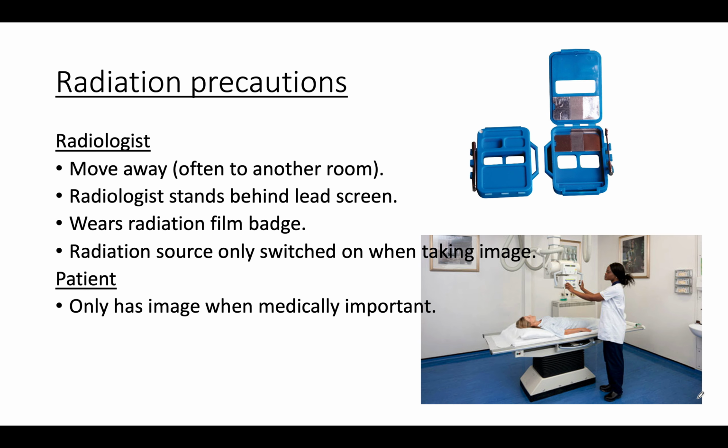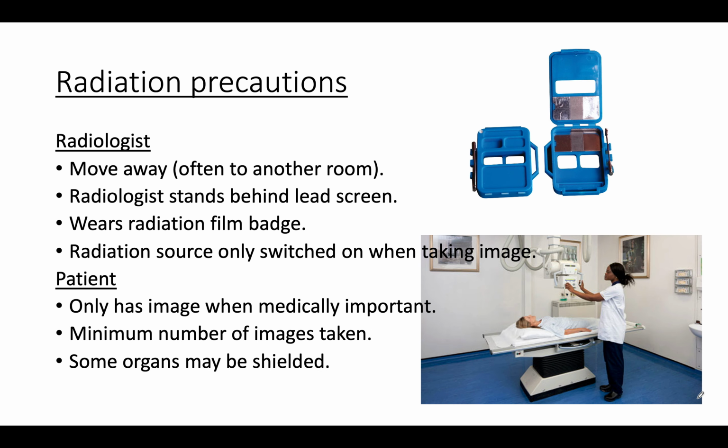Patients are protected by only having an image when it's medically important. A minimum number of images are taken, no more than necessary. Certain body organs may be shielded, particularly the ovaries in a woman or the testicles in a man. That's because that radiation can damage the sex cells, and that could potentially cause damage to an unborn baby.